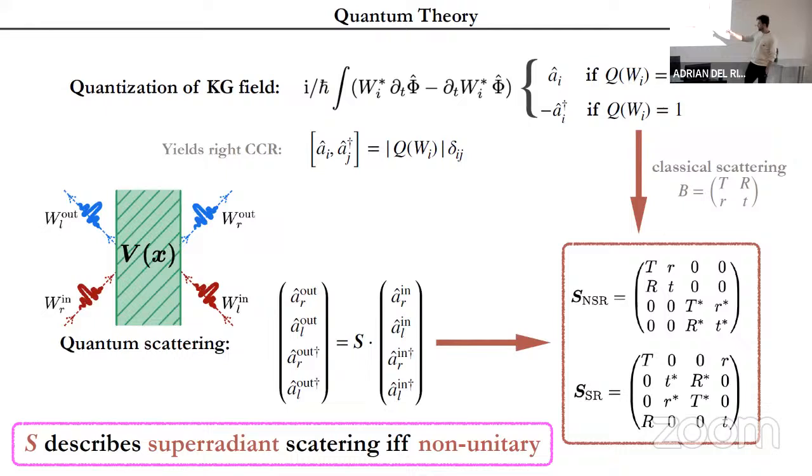Okay. Let me tell you that S, because it's implementing evolution in phase space, if you want, is an element of the symplectic group in any of the cases. So superradiant scattering is basically outside the unitary subgroup. You can see the unitary case as a subgroup of the symplectic group. The superradiant scattering is outside of this subgroup, okay?